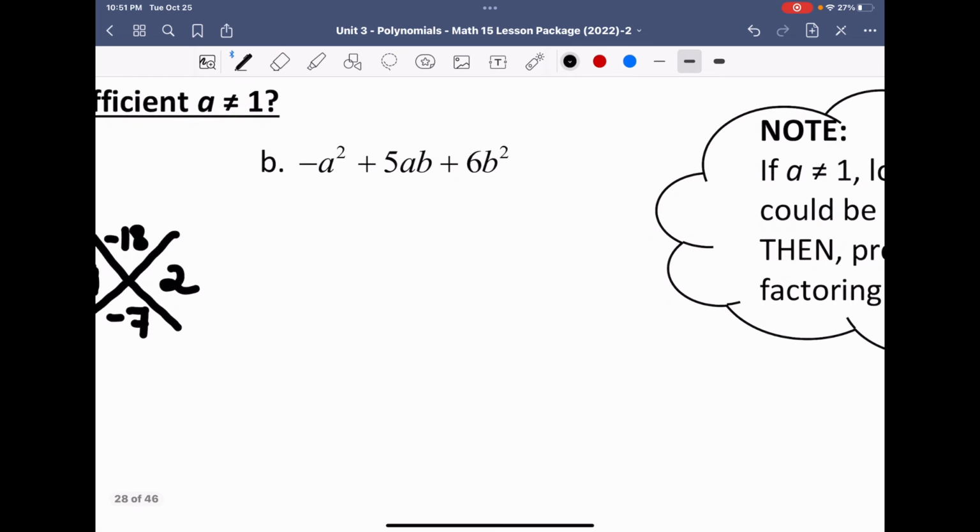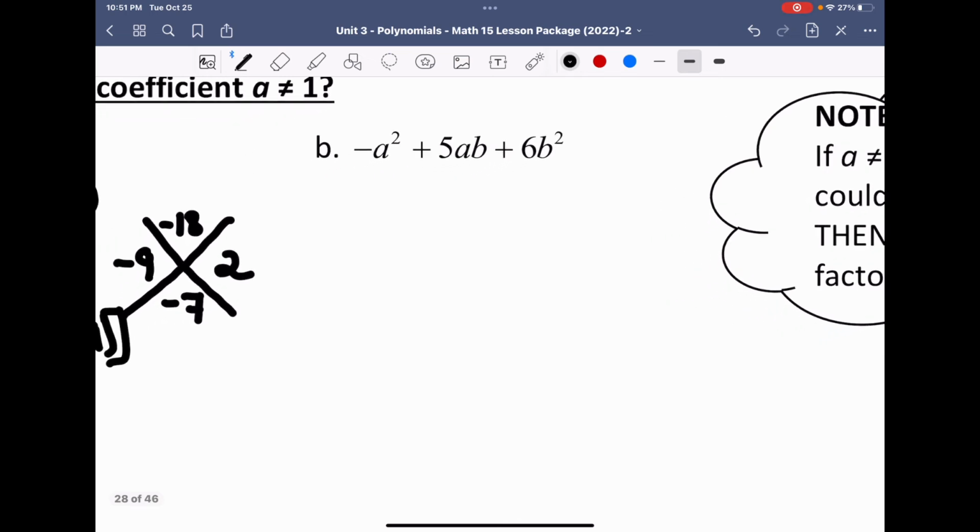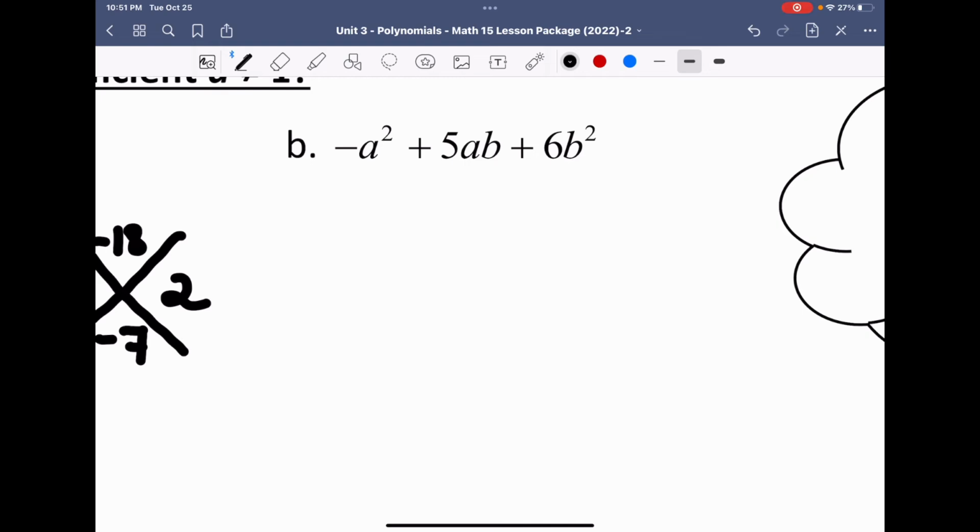All right, let's go over to this example here. So if I see a negative attached here, my first instinct is going to be to say, well, it's not directly equal to just a 1. So what I want to do is remove out that negative. And anytime I remove out a negative out front, it reverses all the signs on the interior. So the positive 5ab is going to become a negative 5ab. The 6b squared is going to become a negative 6b squared.